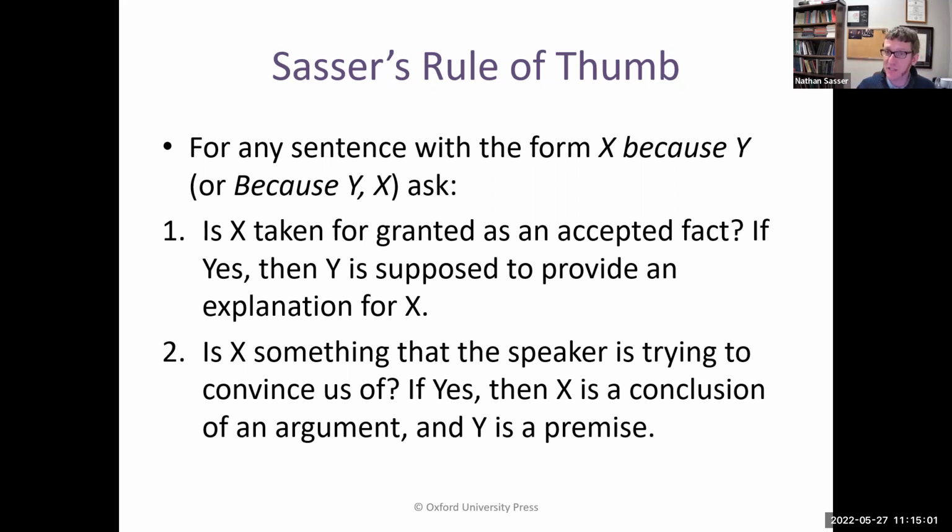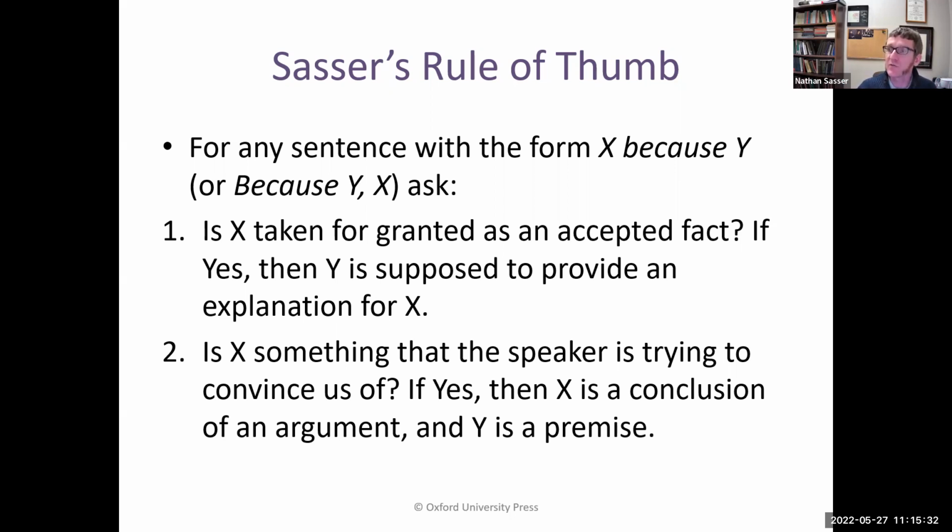Now, because, as we've seen, is a keyword that often precedes the premise of an argument. However, it doesn't always precede the premise of an argument. It's not always denoting an argument at all. Sometimes the word because precedes a statement that is supposed to explain some other fact rather than proving that it is the case. Here's the difference between an argument and an explanation.